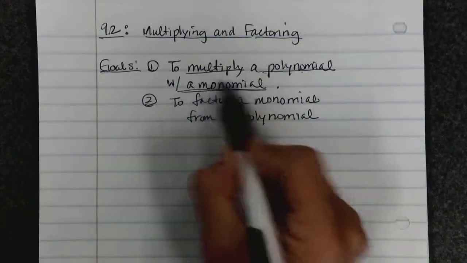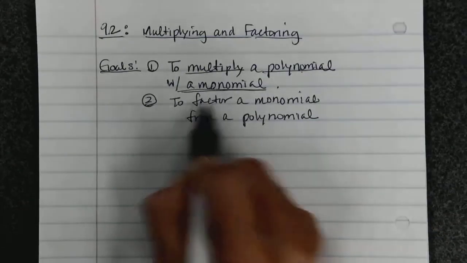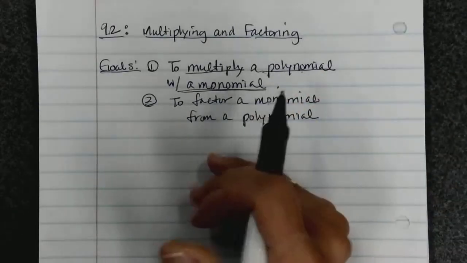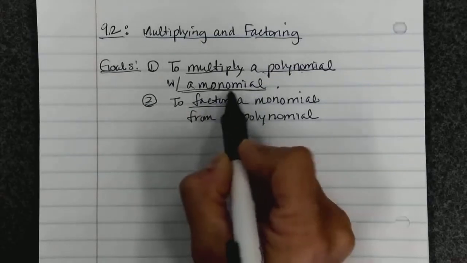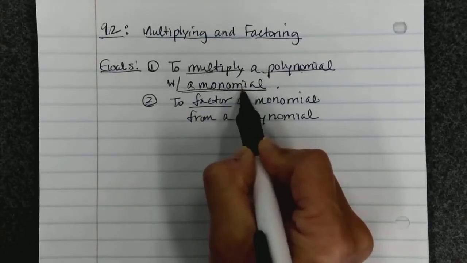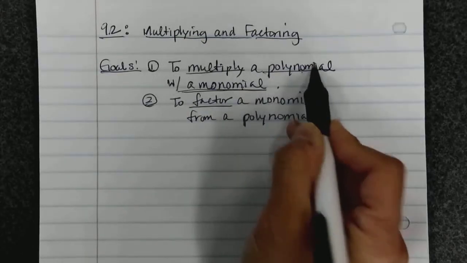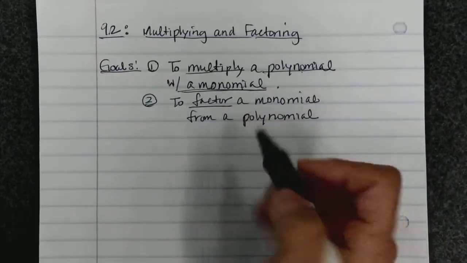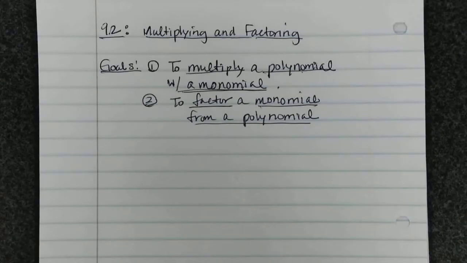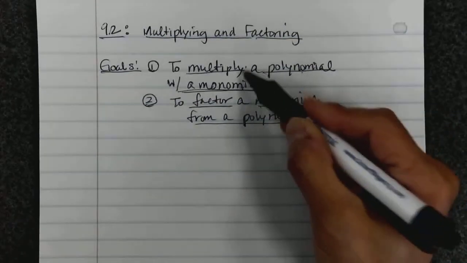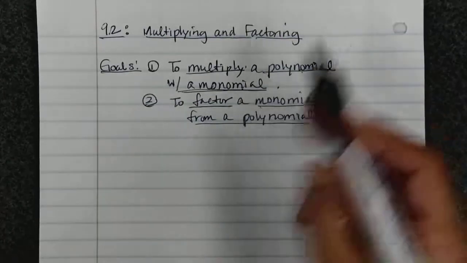And so after we learn how to do that, we are going to do the opposite of multiplying, which is factoring, breaking it down. See, when we multiply a monomial into polynomials, we can always factor out or divide out a monomial from a polynomial. So we are going to multiply and we are going to factor today.